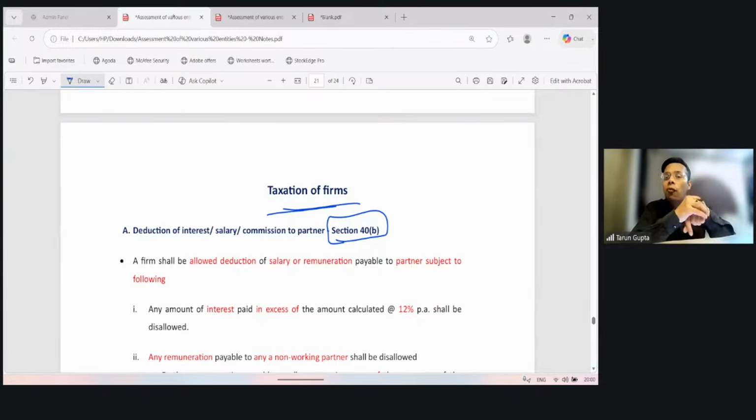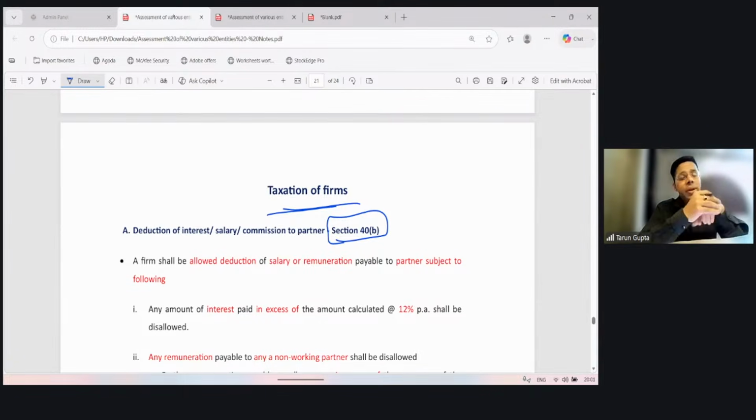So what it says, firstly, it says that interest shall not be allowed in excess of 12%. Okay. So if any partnership firm is paying interest of more than 12%, the excess amount shall not be allowed as a deduction in the hands of the partnership firm. One. So in respect of interest, it only says that it cannot be allowed if it exceeds 12%. Interest is allowable to both working and non-working partners. What is a working partner? We'll discuss in a minute. Okay. So the only condition is that it should not exceed 12%.